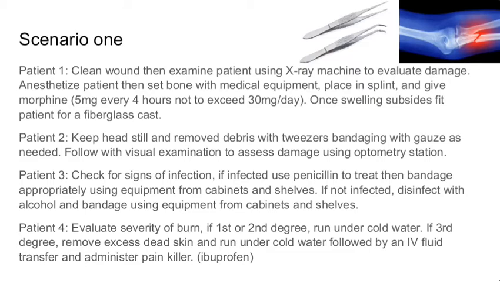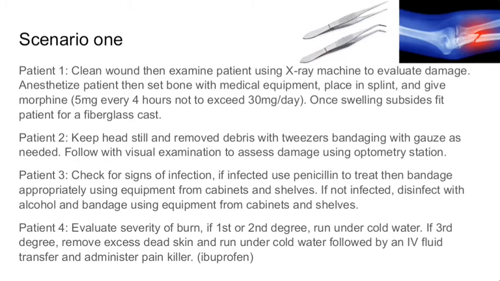So patient 2 had a large piece of debris in their eyes, and we would keep their head still and remove the debris with tweezers. And then we would bandage with gauze and tape as needed because we weren't sure if it was only in the eye or if it was in the surrounding area as well. We would follow this up with a visual examination from our optometry station, and we would assess the damage to the eye as a whole.